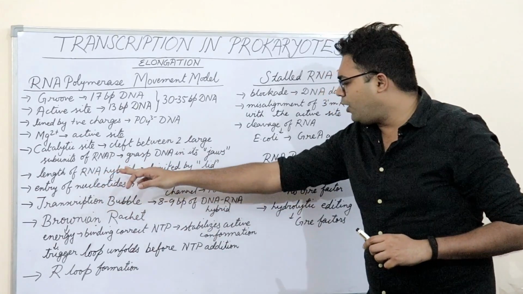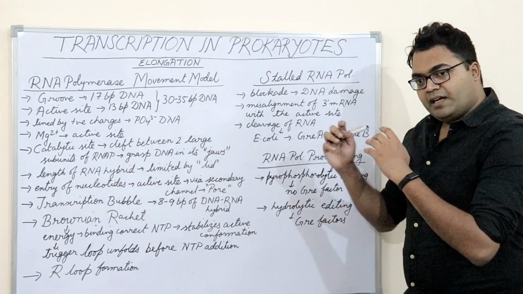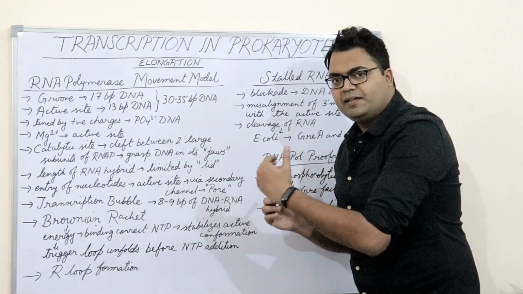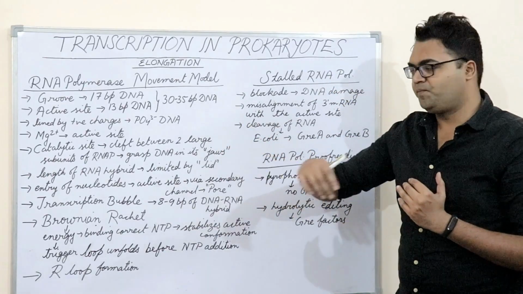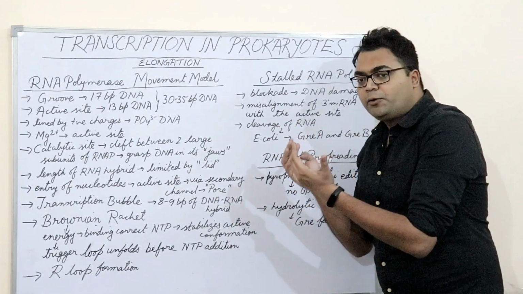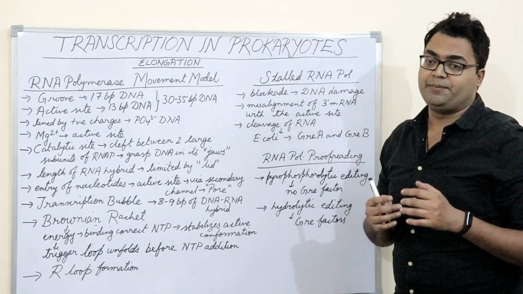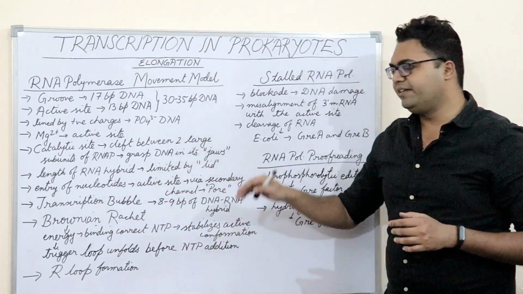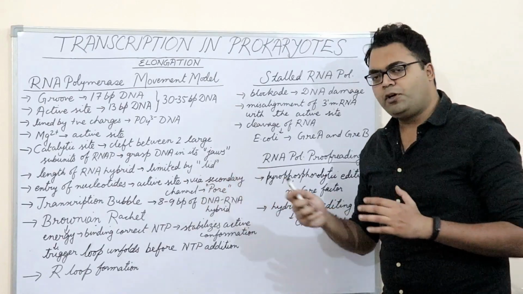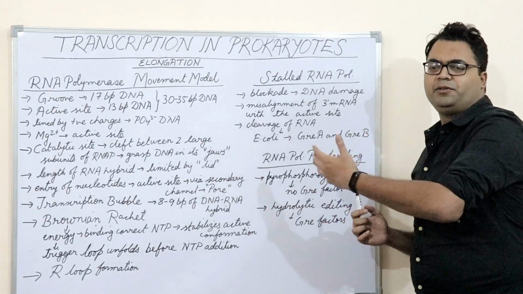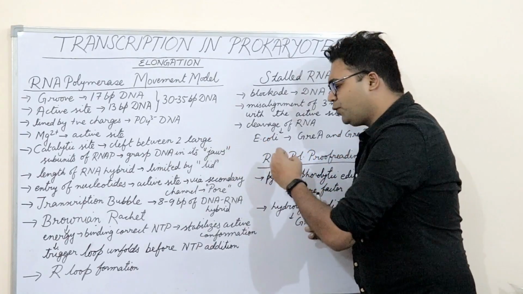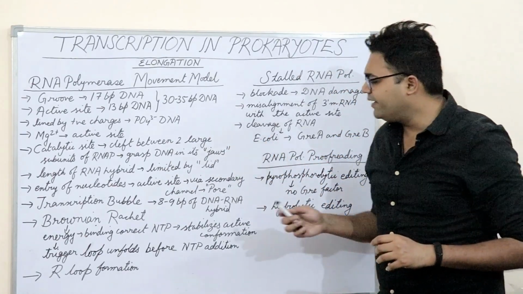Now, the length of the RNA hybrid. RNA hybrid means the RNA-DNA hybrid. It should not extend beyond 8 to 10 base pairs. Otherwise, what you will notice is R-loop formation, which could be detrimental. We will be talking about it later in this video. The length of the RNA-DNA hybrid must not exceed a certain limit, that is 8 to 10 base pairs. So that is kept in check by a special protein known as the LIT protein, right?